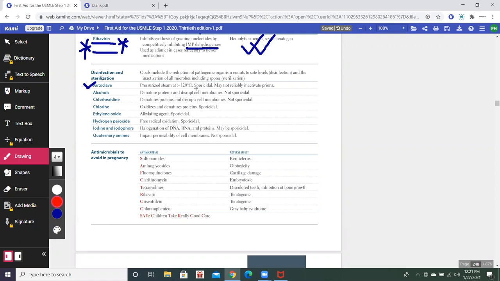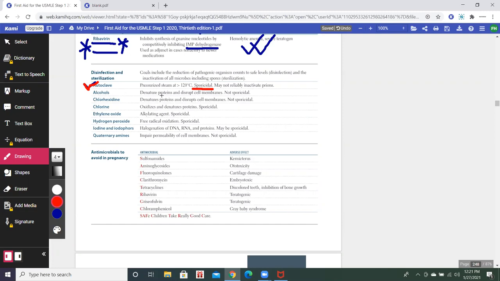For sporicidal, we will use red. For non-sporicidal, we will use blue. That is, autoclave is sporicidal. It's pressurized steam at 120 degrees Celsius. Sporicidal means it kills the spores, but it may not kill the prions, for example, the prions for Creutzfeldt-Jakob disease or Kuru. So that may not kill the prions.